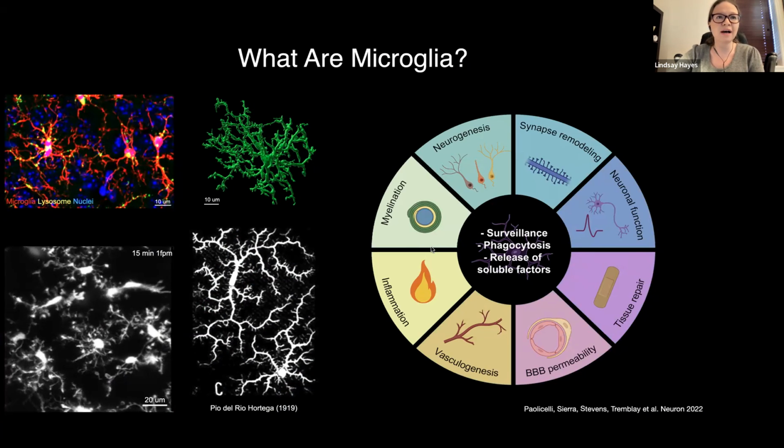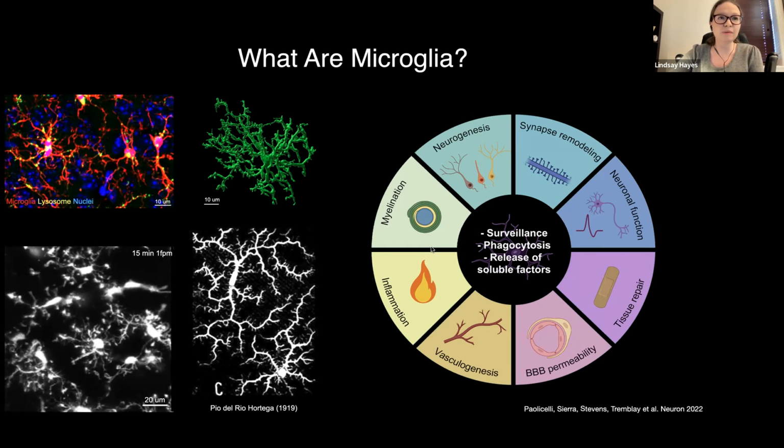These cells are also highly phagocytic, as you can see by the lysosomal content in the upper left image. These cells can phagocytose synapses or protein aggregates, cellular debris, and even whole cell bodies, and they can digest this material. They are also very secretory cells, in which they can release soluble factors, such as cytokines and chemokines, as well as growth factors and other signaling molecules.